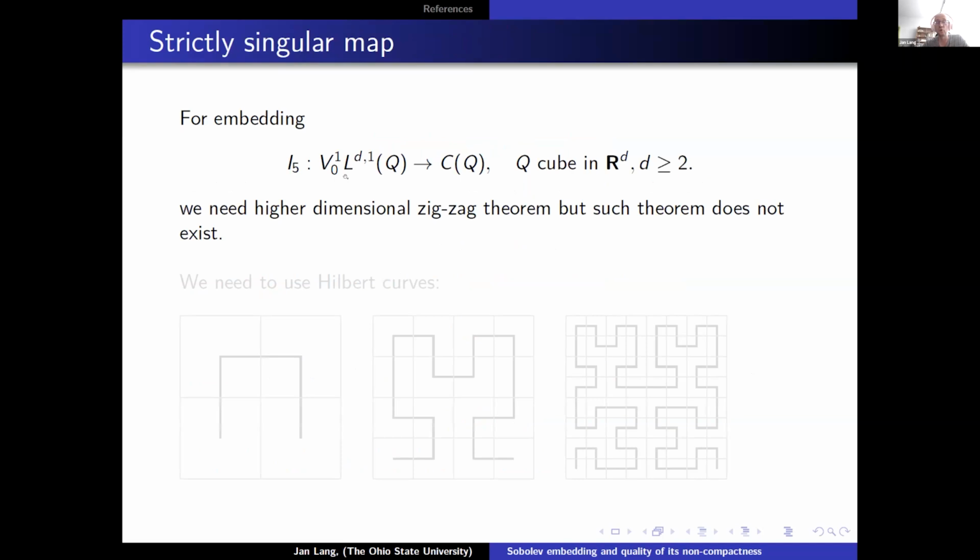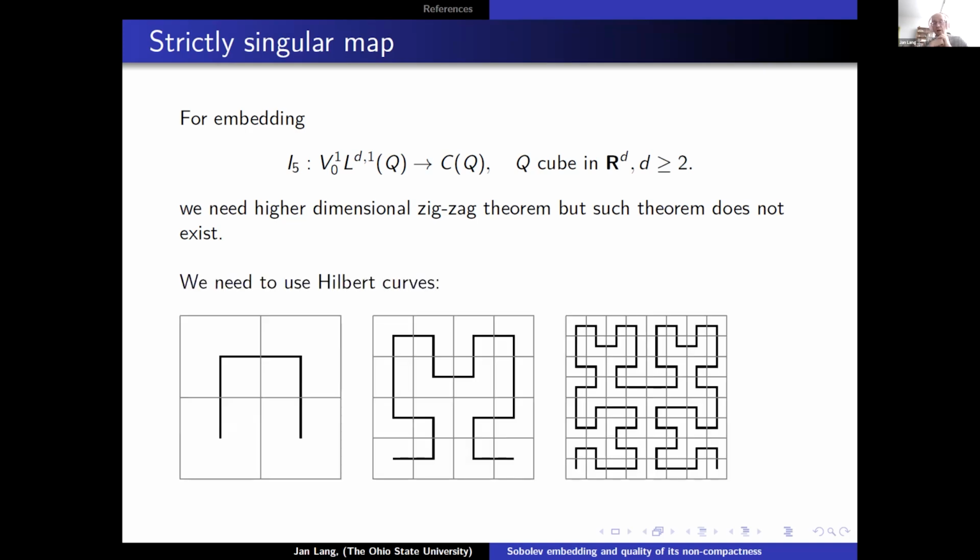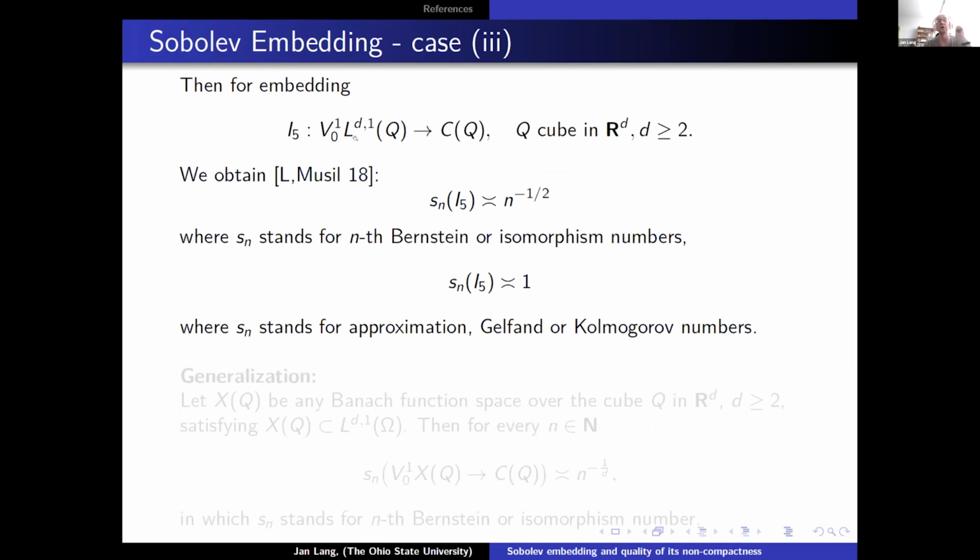Now, if we are trying to do this in high dimension, there is one problem. If I have a cube in dimension D, I cannot put just a line into the cube. Or can I? Yes, I can try to use that zigzag theorem with the beauty of Hilbert curves. With some technical results, we were able to use that zigzag theorem on Hilbert curves, and we were able to obtain that for Sobolev embeddings, Bernstein numbers are behaving like n to the power -1/2, which means they are going to 0, yes.